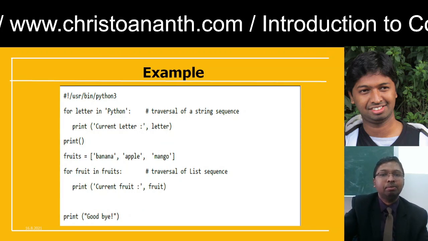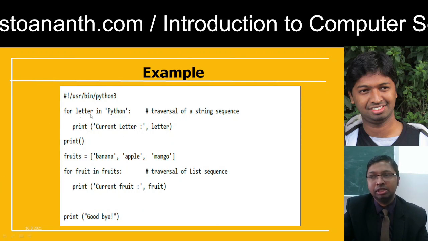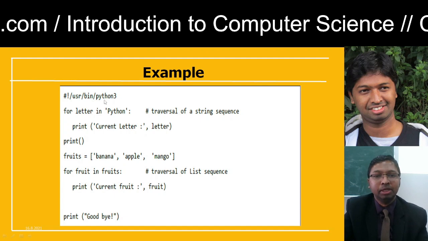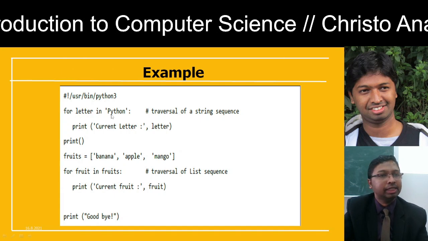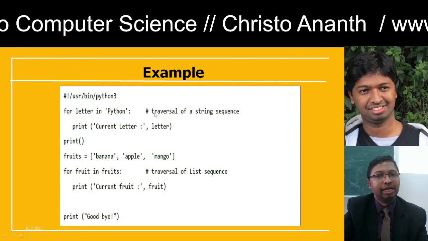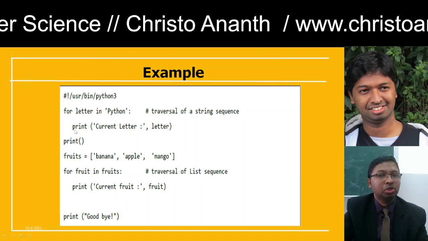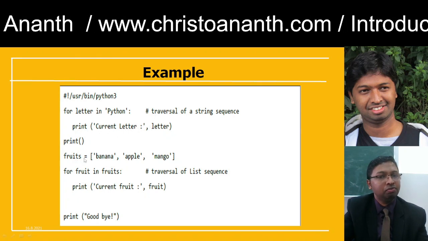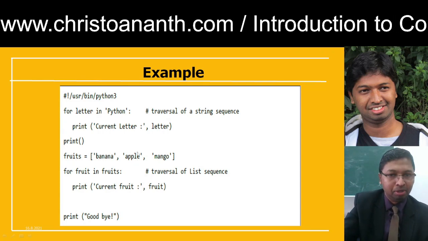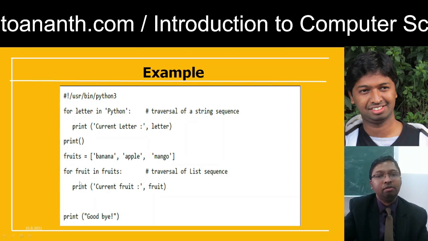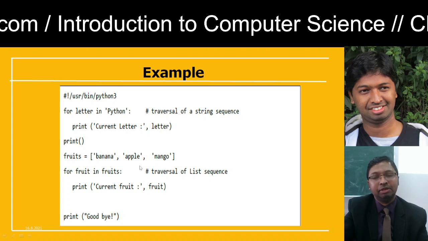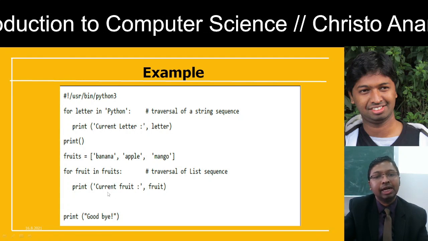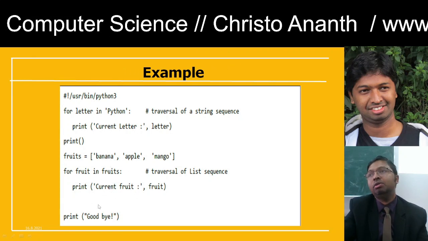This is an example of how you can utilize it in Python. In #!/usr/bin/python3, for letter in Python is a traversal of the string sequence. Print current letter, which is nothing but letter. Then fruits equals banana, apple, mango. Here you have for fruit in fruits, that's a traversal of the list sequence. Print the current fruit, and then print goodbye.